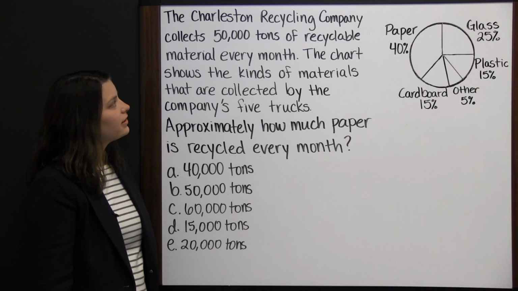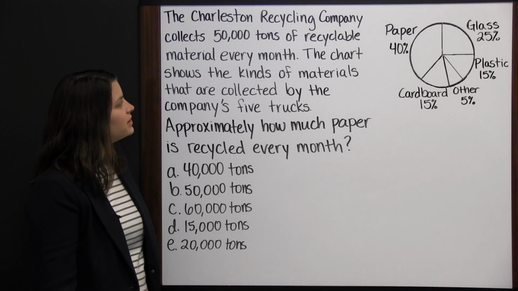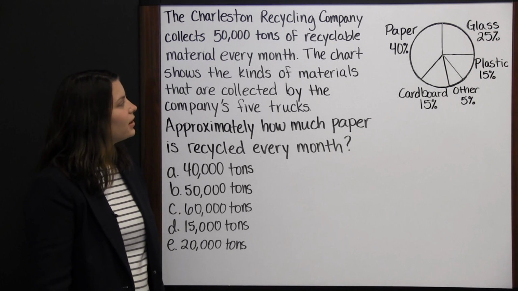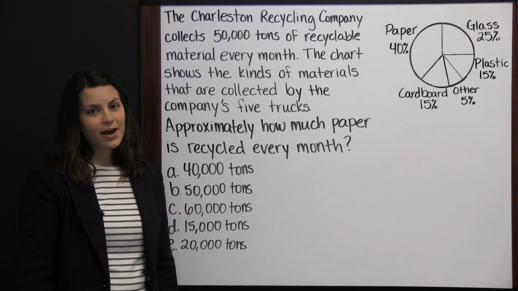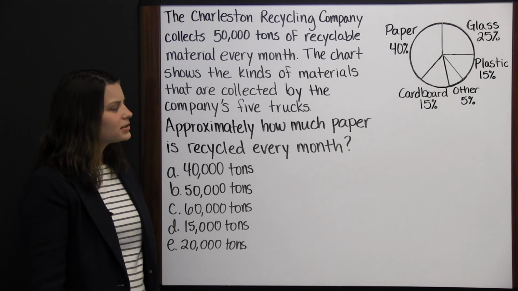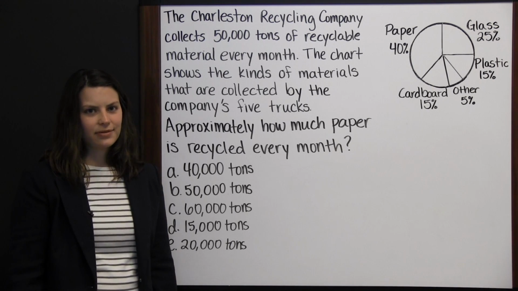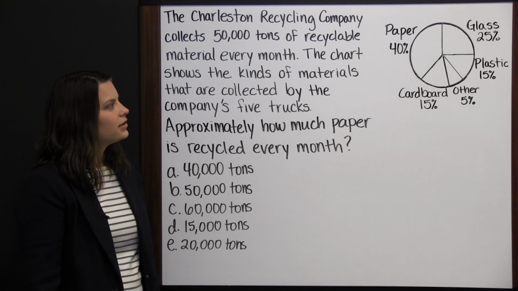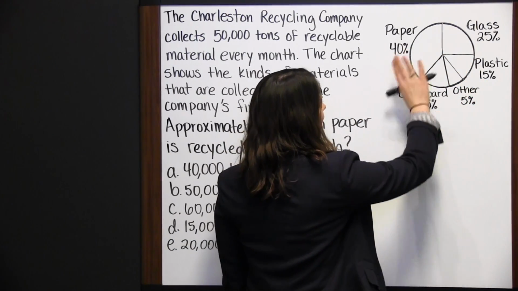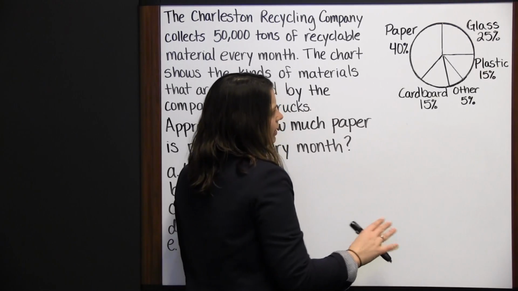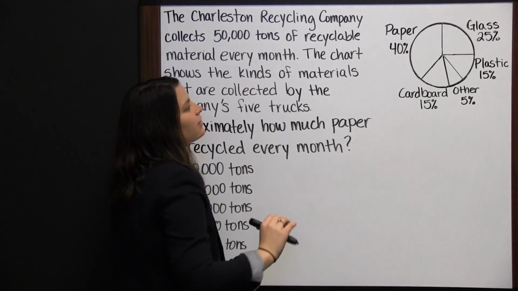The Charleston Recycling Company collects 50,000 tons of recyclable material every month. The chart shows the kinds of materials that are collected by the company's 5 trucks. Approximately how much paper is recycled every month? This pie chart is a total of 100%. And it's a total 100% of 50,000 tons.